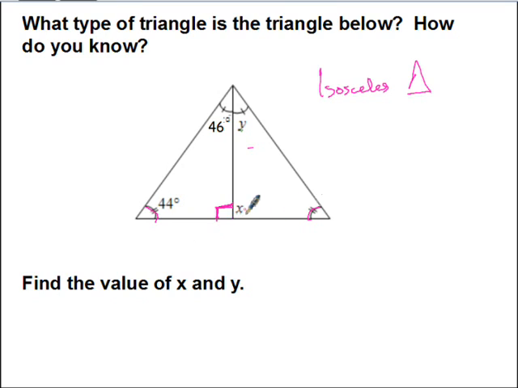Find the values of x and y. Well, if this is 90, we know that x equals 90. And y is congruent to that, so y is 46. Okay, x is 90. That's it.